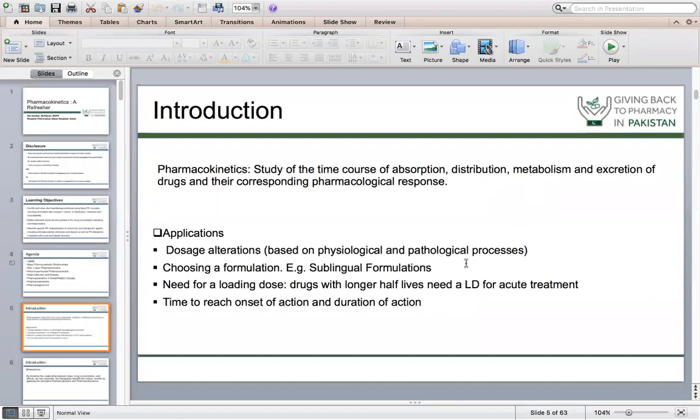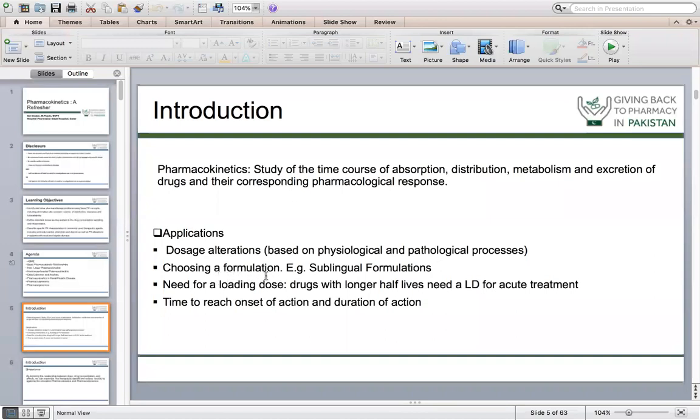And in certain pathological conditions, if a patient is having some impairment in liver and or kidney disease, the doses will be different. It will not be the standard dose which is recommended for other patients. So we apply these principles of pharmacokinetics in our daily practice.